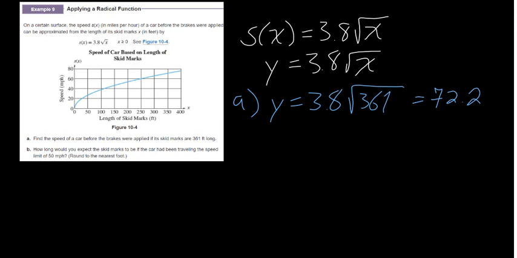B: how long would you expect the skid mark to be if the car had been traveling the speed limit of 50 miles per hour? Round to the nearest foot. If the car is traveling at 50 miles per hour, that's going to be the y side. So 50 is equal to 3.8 times the square root of x, and I need to solve this for x. First, I'm going to divide both sides by 3.8.